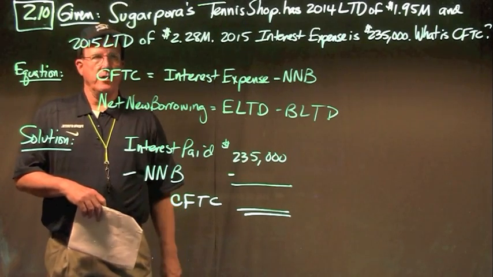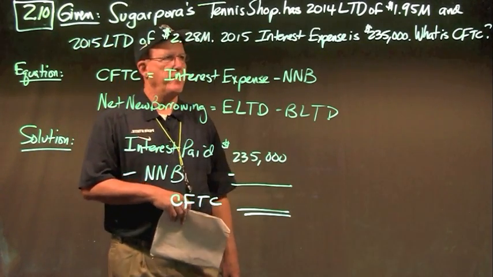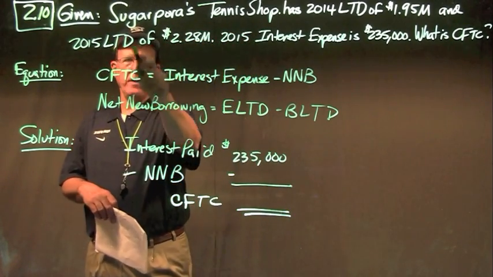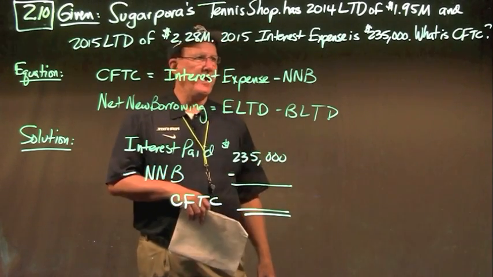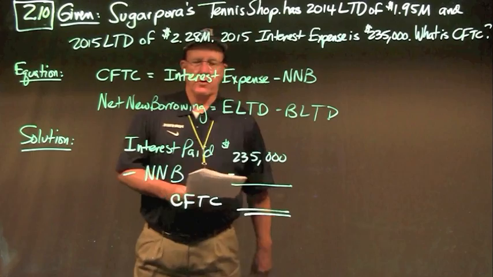In problem number 10, Sugar Pova's Tennis Shop has 2014 long-term debt of 1.95 million. That's your beginning long-term debt. And ending long-term debt 2015 of 2.28 million. Their interest expense in 2015 is $235,000. What's their cash flow to creditors?